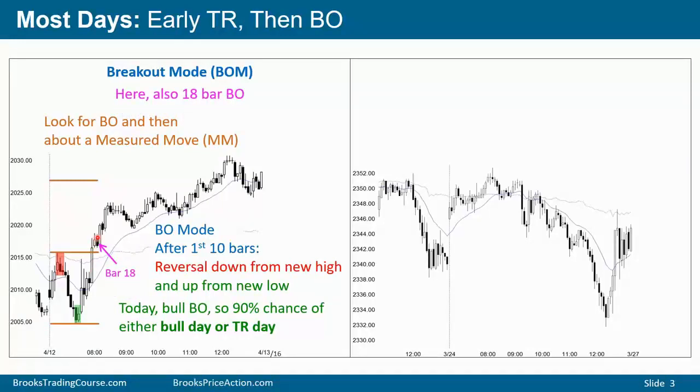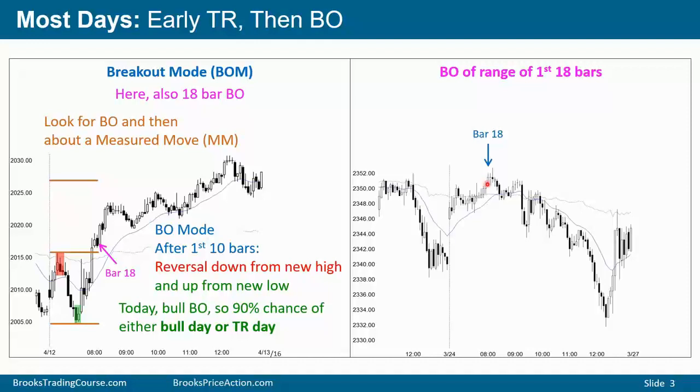This black bar, the bear bar here, is the 18th bar of the day. This is the low of the first 18 bars, and this is the high of the first 18 bars, this bull bar before the bear bar. Some traders will also look to enter on a breakout of the 18 bar range. Therefore, this particular breakout mode pattern, after its breakout, also became a breakout of the 18 bar range, which is the second pattern I'm going to talk about today.